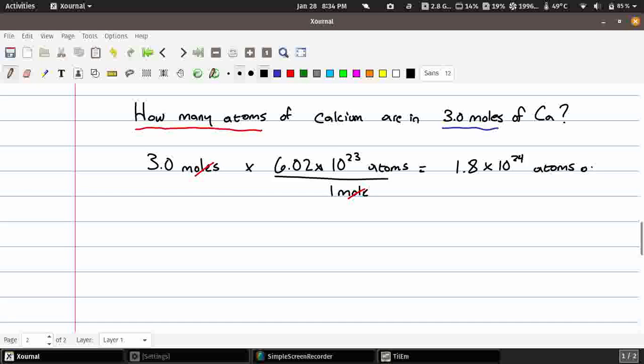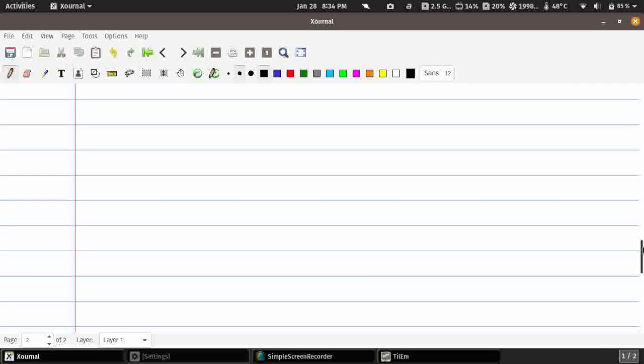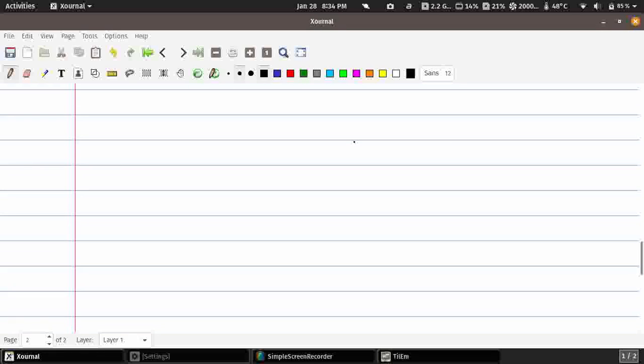And then that's of Ca. Sorry, I misspoke when I said moles. So if you need to kind of see that, just pause it for a second. All right, so second one.